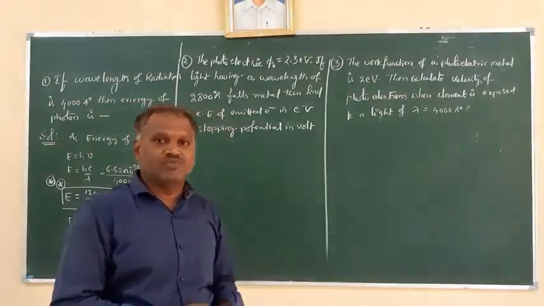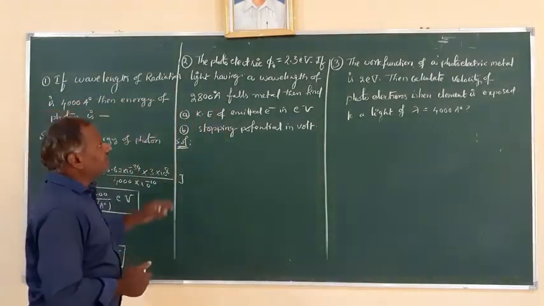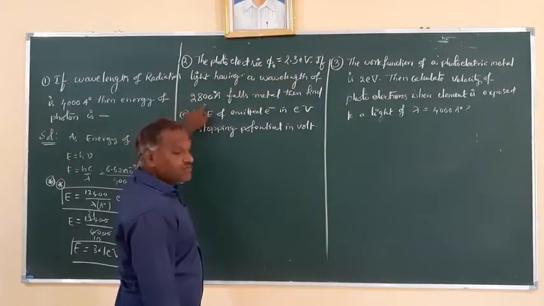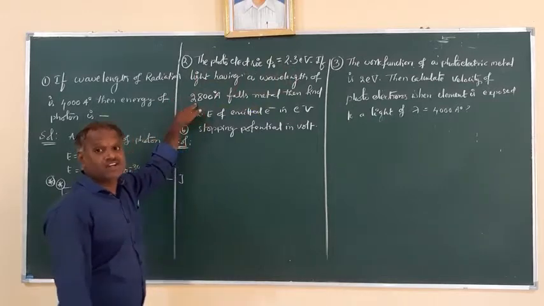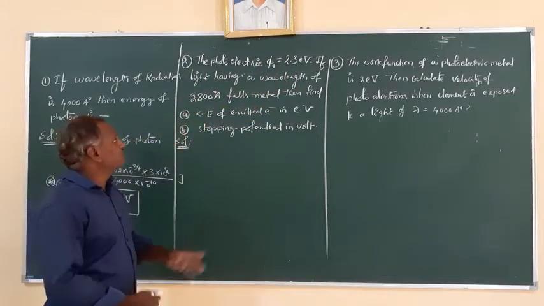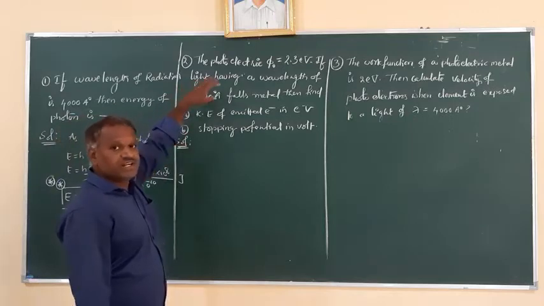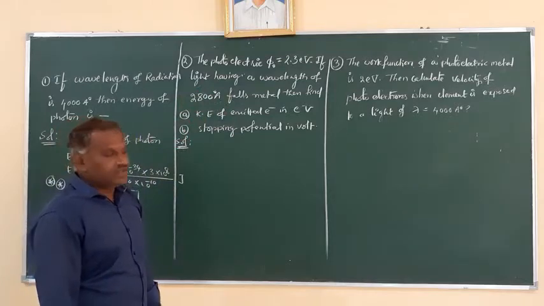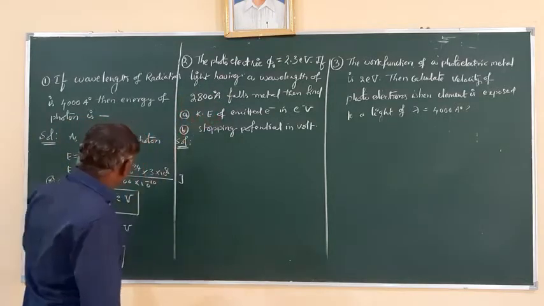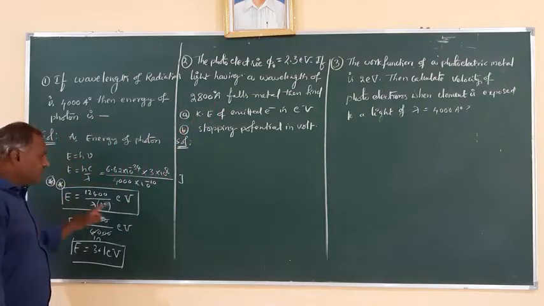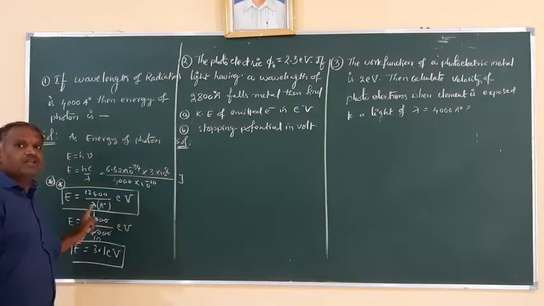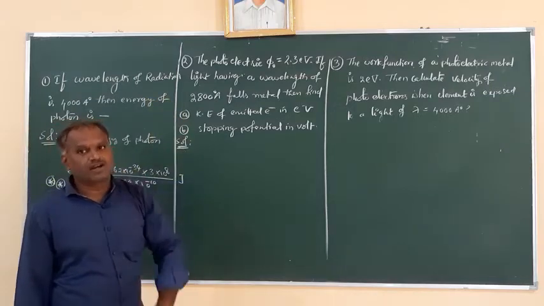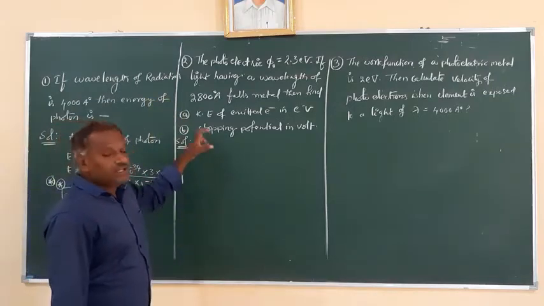The metal has a work function, and it is incident with light of wavelength 2800 angstroms. First you have to calculate the energy incident on that metal in electron volts, using this wavelength. We can get the energy in electron volts by dividing 12,400 by the wavelength in angstroms. So you can calculate how much energy is incident on the metal.